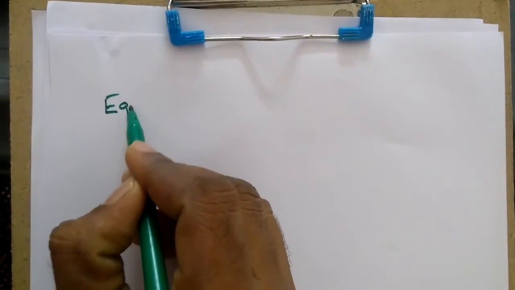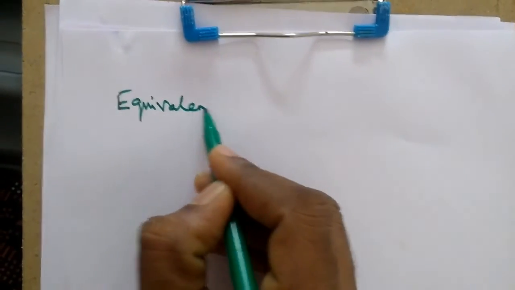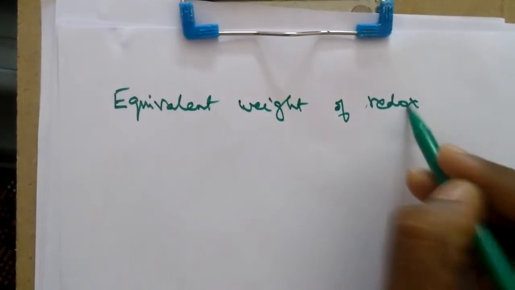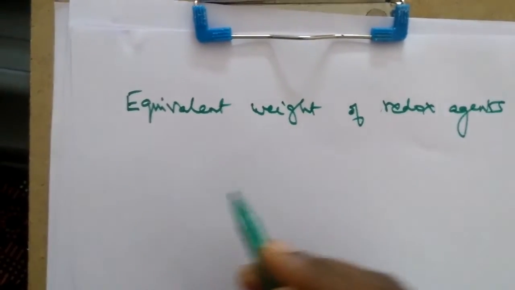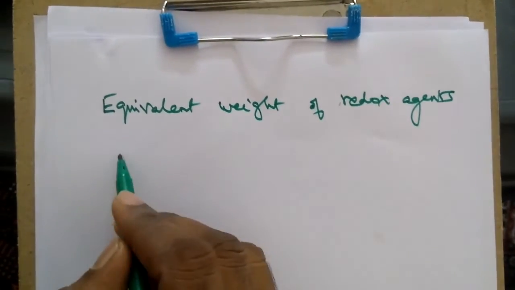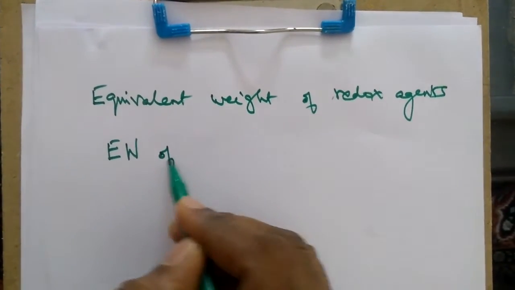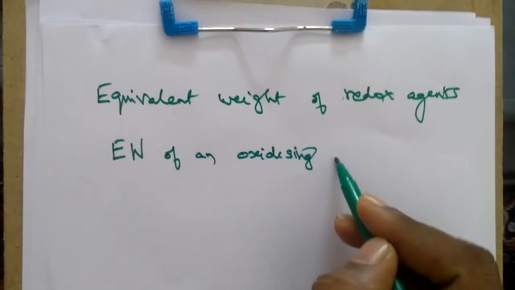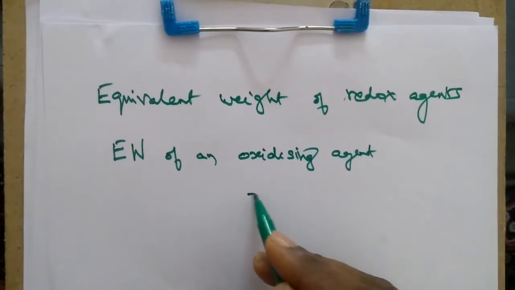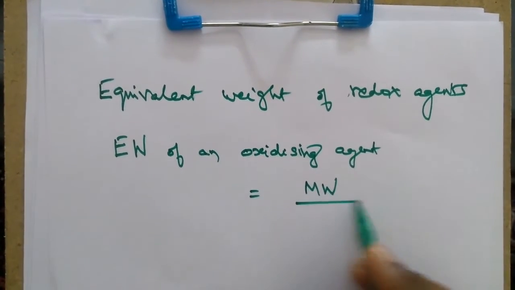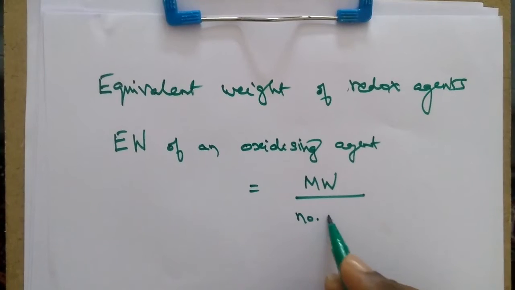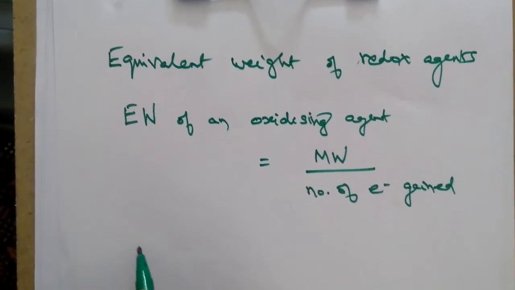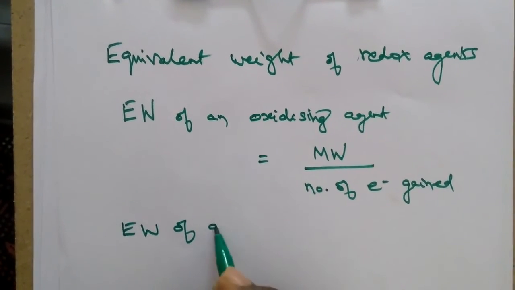So how is the equivalent weight defined for redox agents? Equivalent weight of redox agents. There may be oxidation and reduction, which combined is called a redox reaction. Reduction and oxidation reactions combined are called redox reaction. KMnO4, potassium permanganate, is a redox agent. So how to determine the equivalent weight of redox agents? The equivalent weight of an oxidizing agent is molecular weight divided by the number of electrons gained during the reaction.